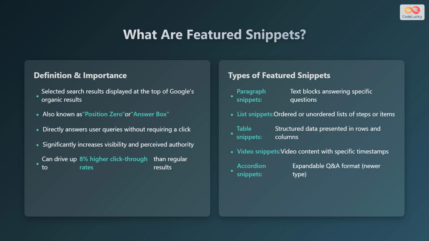Getting your content featured can significantly increase your visibility and make you look like an authority in your field. In fact, featured snippets can drive up to 8% higher click-through rates compared to regular search results.